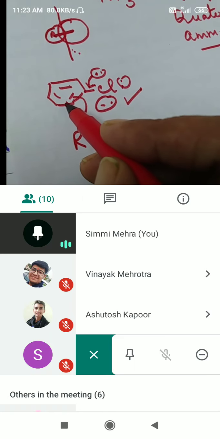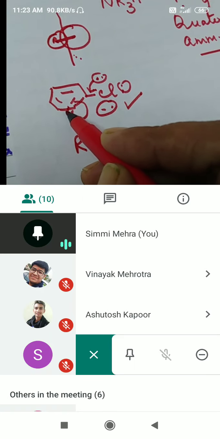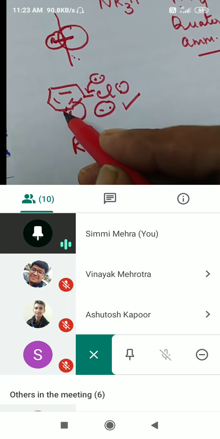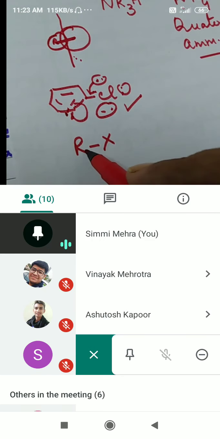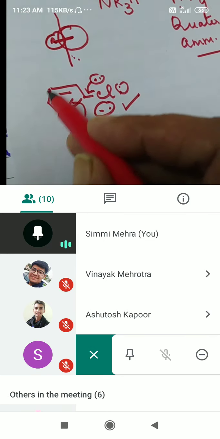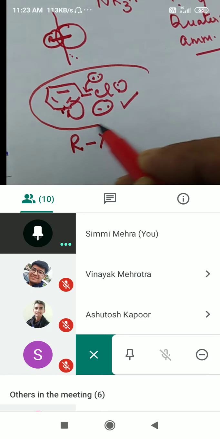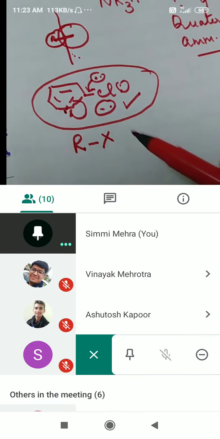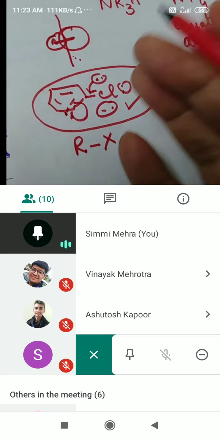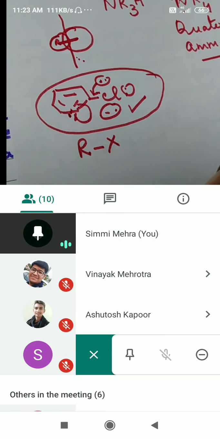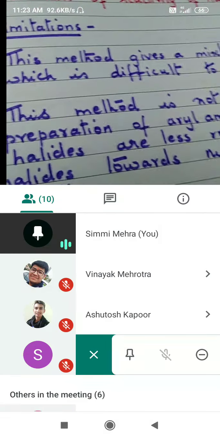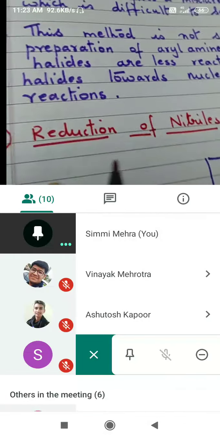If I want a benzene ring or a phenyl group as an alkyl group, then this is not possible. This is a very poor reactant because of partial double bond character. It will require more energy. So we cannot produce aromatic amines by this method.